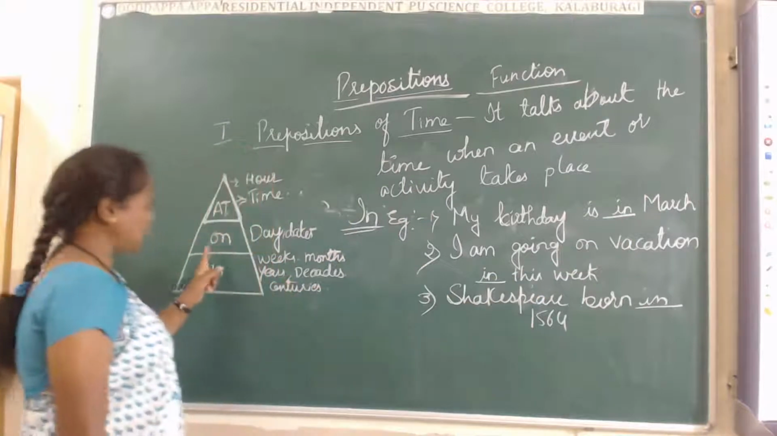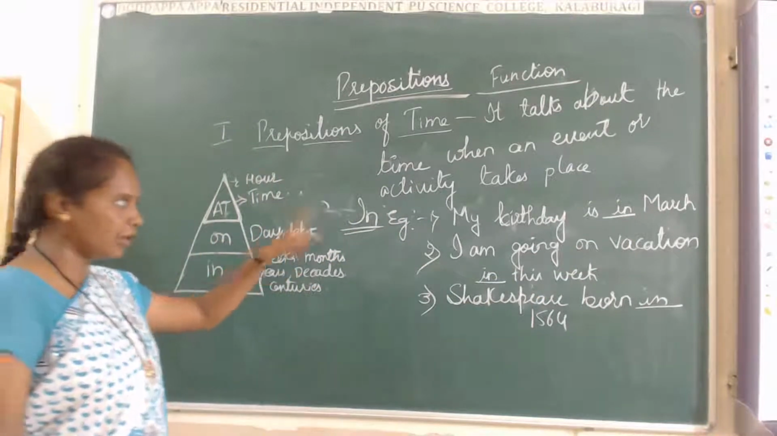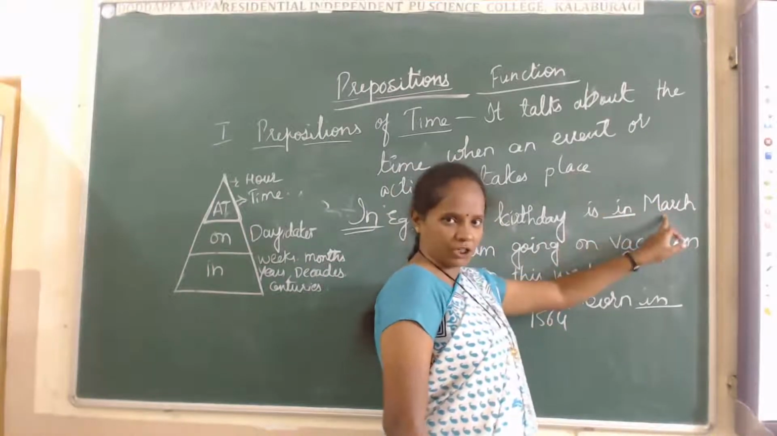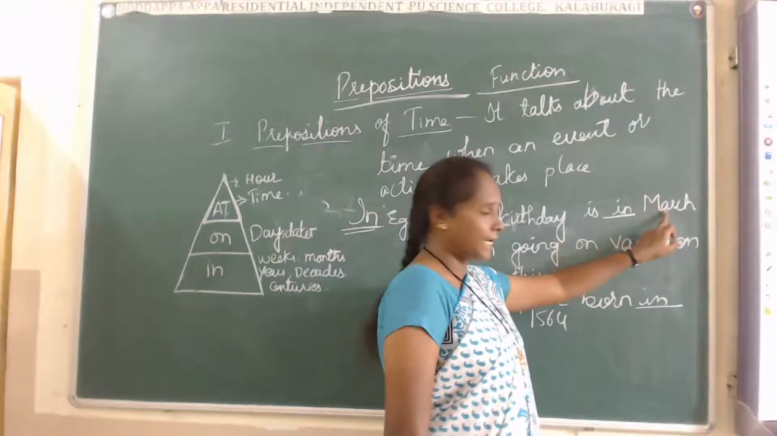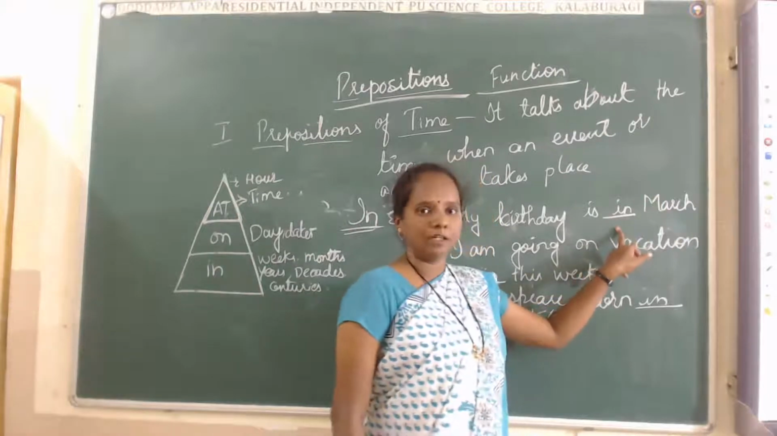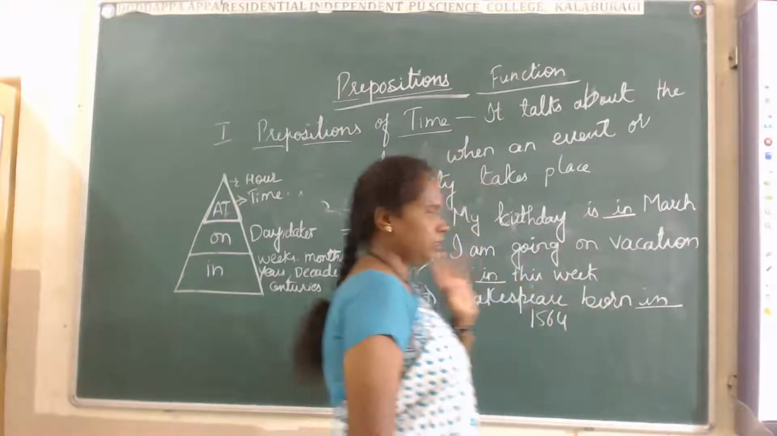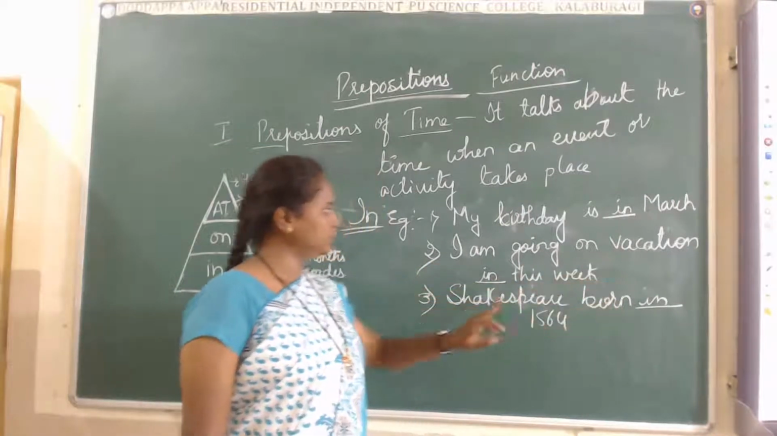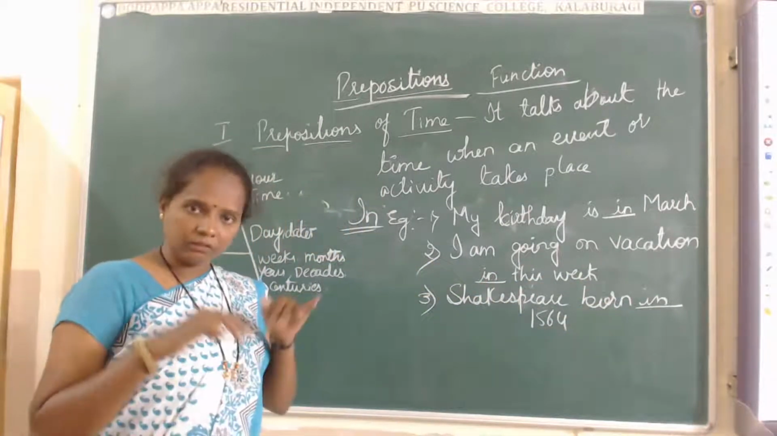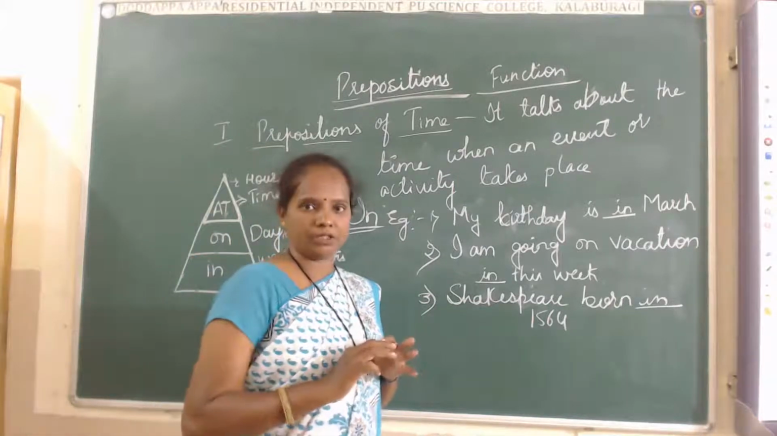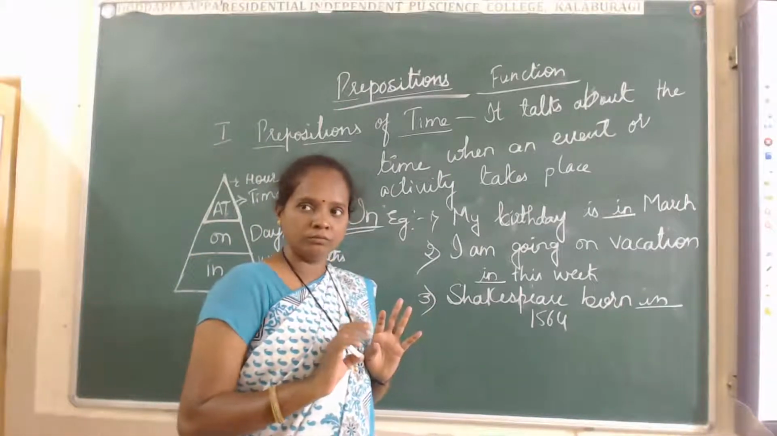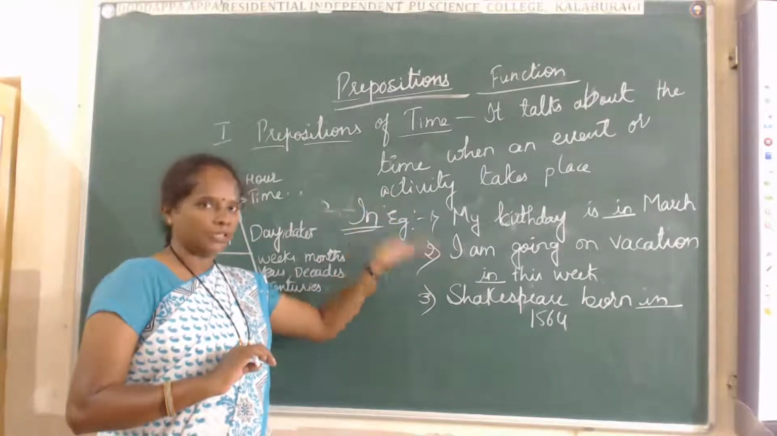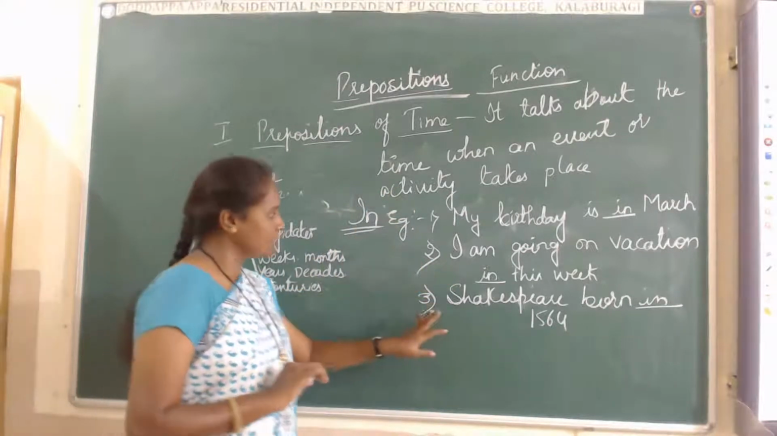Clear, students, I am not talking about the date. If you are writing my birthday is on 2nd March, it is "on 2nd March," but here I am using "in March," whenever your birthday may be. I am going on vacation in this week. In this week, I am going on vacation. In which day we don't know. It may be Friday, Saturday, or Sunday. I don't know which day.